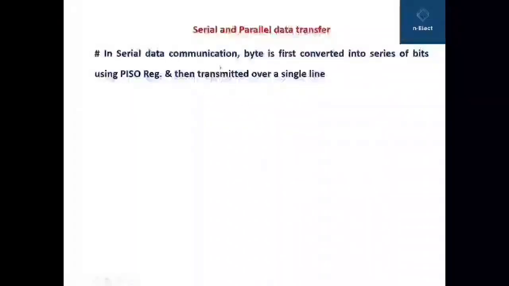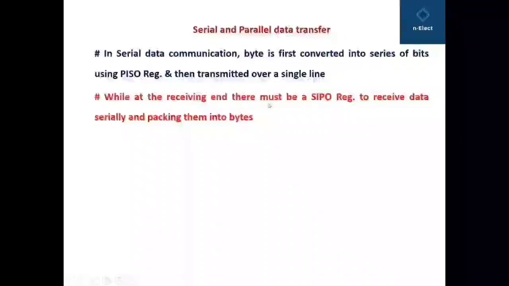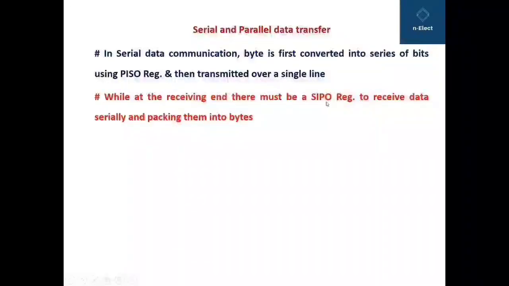In serial data communication, a byte is first converted into a series of bits using a PISO register, that is, parallel-in serial-out register, and then transmitted over a single line. While at the receiving end there must be a SIPO register, that is, serial-in parallel-out register, to receive data serially and pack them into bytes.